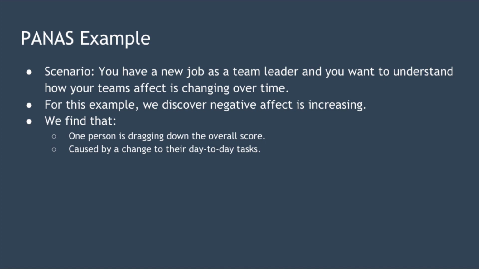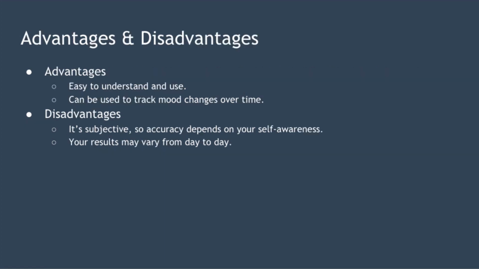And suppose in this example, we find that it's a change in the day-to-day work they're performing, which they don't find as enjoyable. So one option might be to work with them to identify a compromise solution where maybe they do less of that type of job and more of another type of task they prefer or find more interesting. And by doing this, you're going to address the deteriorating trend and stop this issue before it becomes a large problem. Now, there are a number of advantages and disadvantages to the PANAS scale.